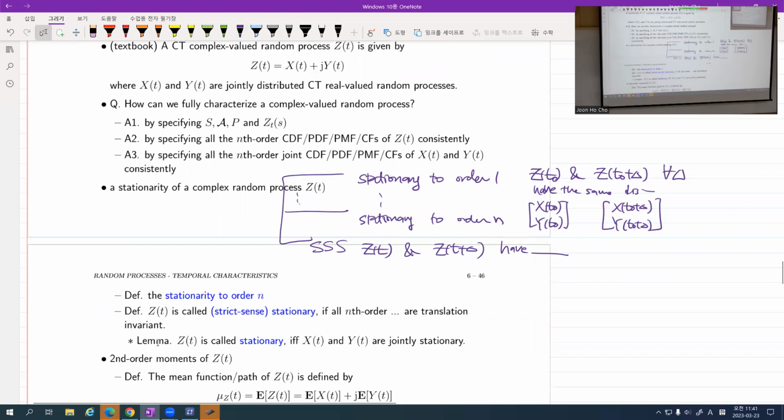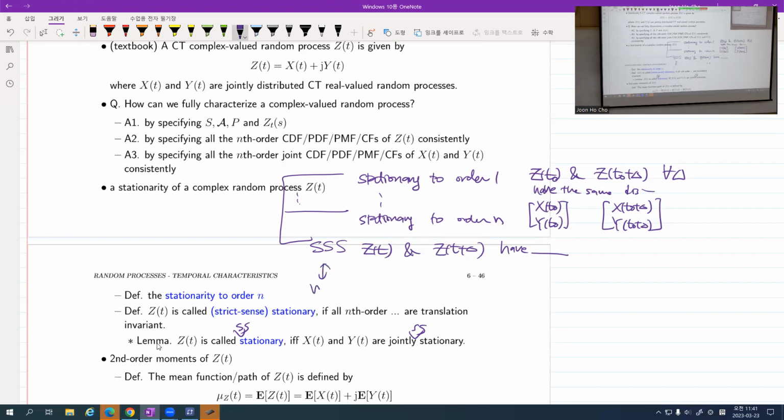What about this lemma? This lemma is that a complex random process is stationary if and only if its real and imaginary parts are jointly stationary. Here it means strict sense, okay, jointly strict sense. Does it make sense? You can easily show that.